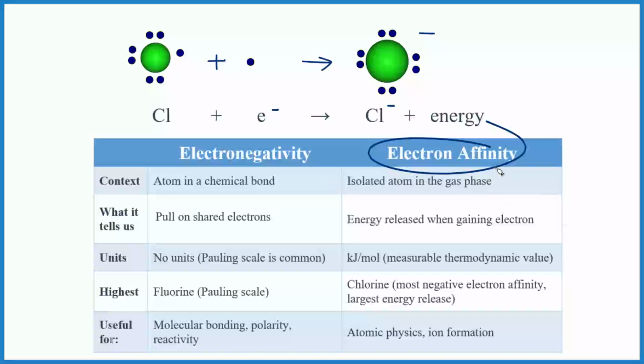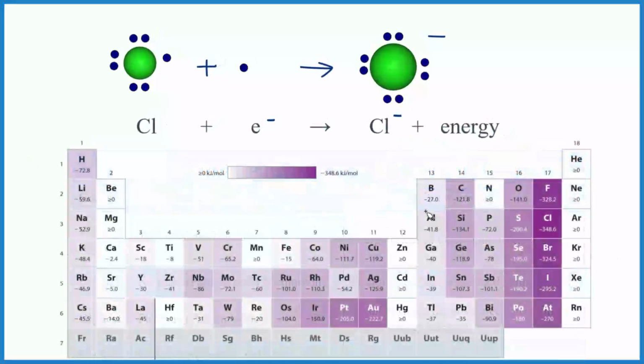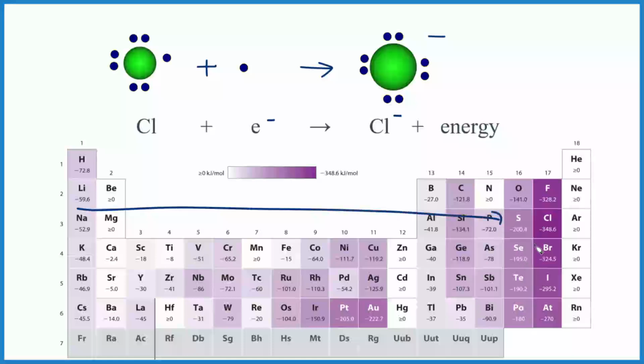Let's look at that trend on the periodic table. In general, as we go across periods, it increases. And in general, as we go up the groups, it increases. So in that sense, it's the same trend as electronegativity. But just because the trend is the same, it doesn't mean it's the same thing. They're very different. There are also a lot more exceptions with electron affinity here.